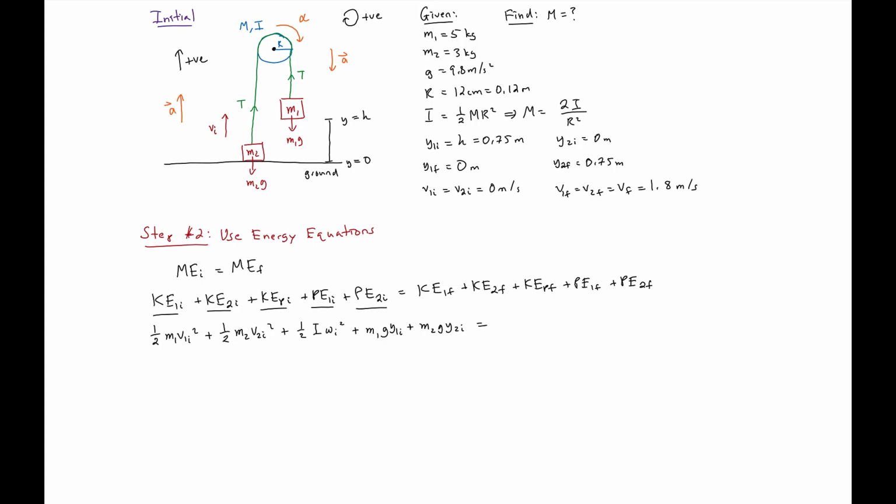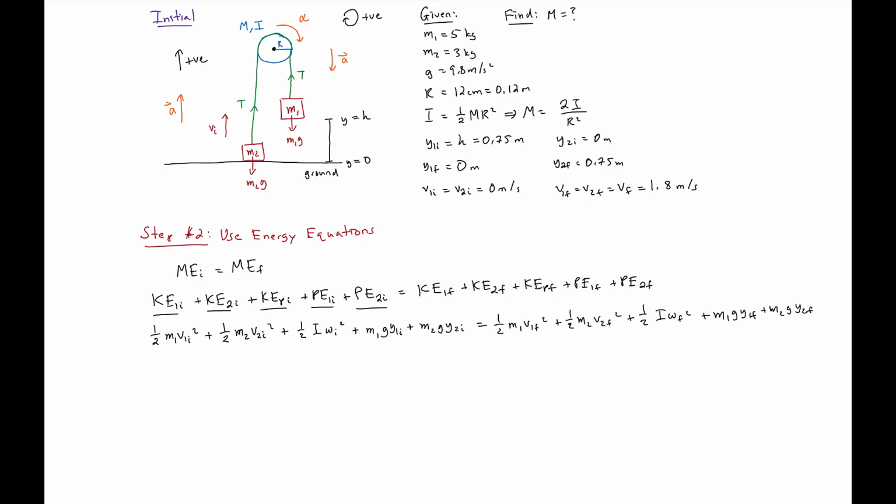Okay, now we do the exact same thing with the right side. We have 1/2 m1 v1f squared plus 1/2 m2 v2f squared plus 1/2 I omega f squared plus m1 g y1f plus m2 g y2f. This is getting very long.